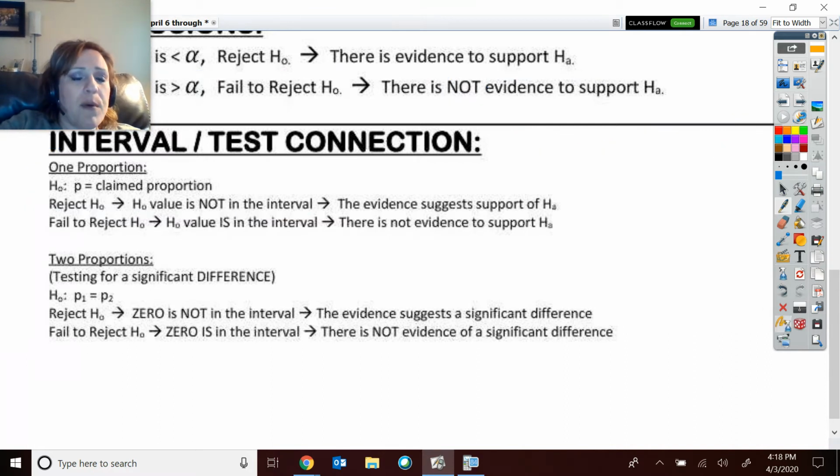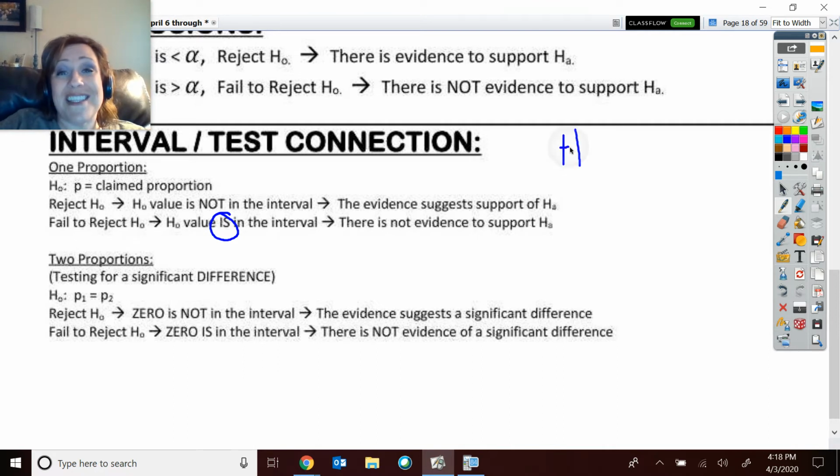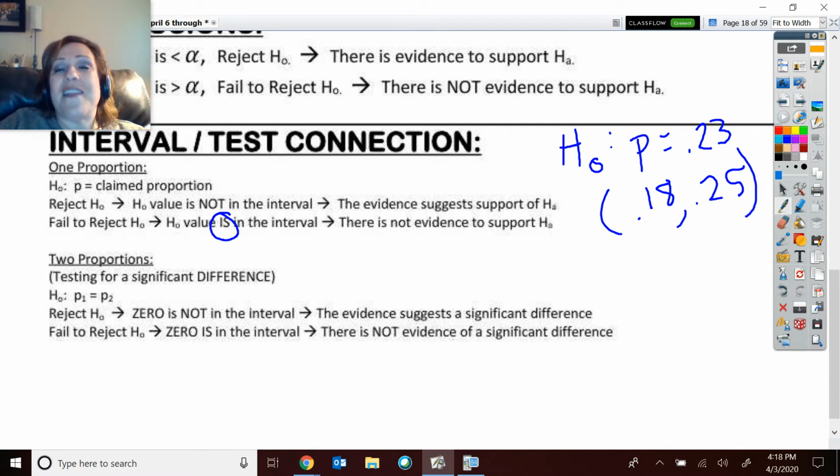All right. But what if we fail to reject H0? We don't have evidence to get rid of it. So then you would probably have something where H0 is in the interval. So if we had that again, our null hypothesis of that, our interval might be something like this: 0.18 to 0.25. See? And that H0 is in there. Okay. So that could happen there. And we do not have evidence of that to support HA.